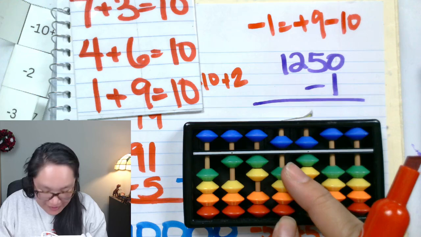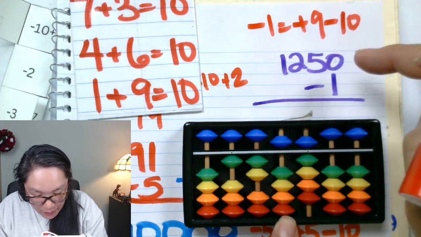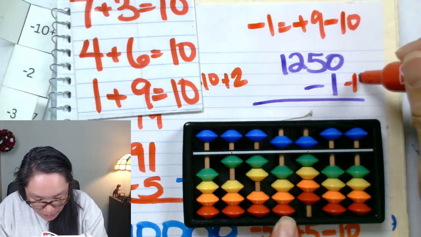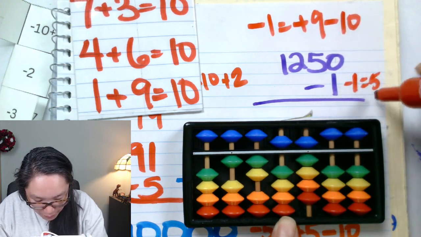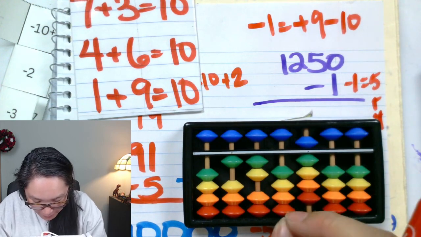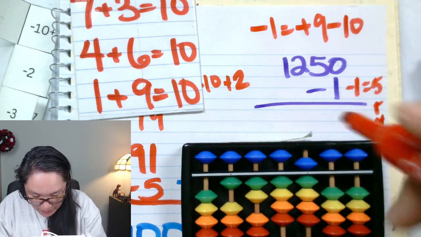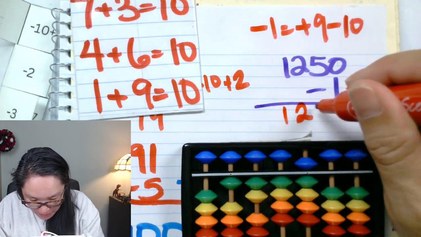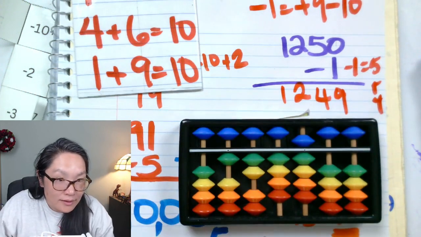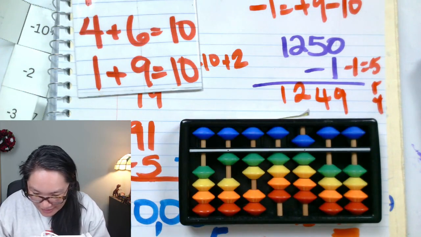So when we want to take away the 10, minus the 1 equals minus the 5 plus the 4. So my final answer is 1,249.